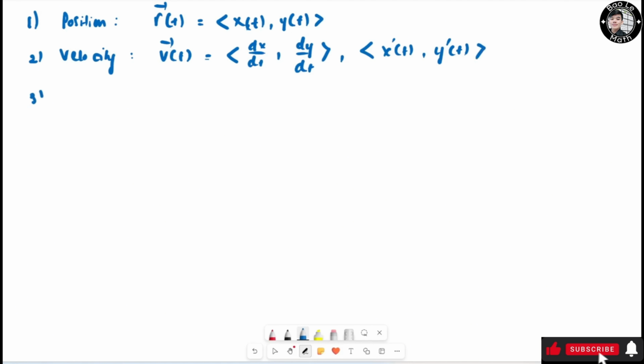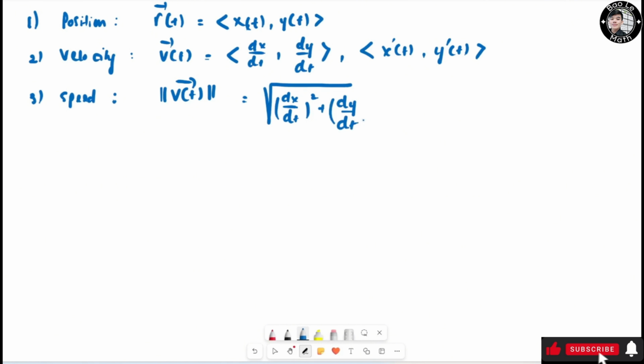Number 3, we're going to talk about the speed. The speed is the magnitude of the velocity vector, so it could be the absolute value of v of t. So it could be the square root of dx over dt all squared plus dy over dt all squared.